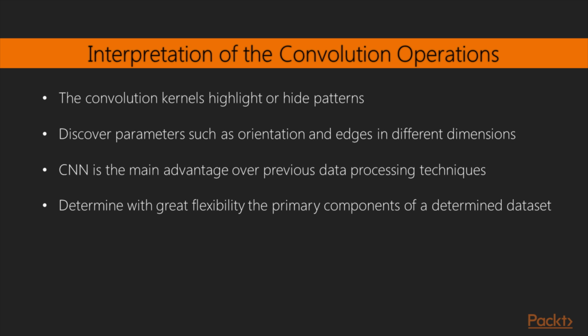As LeCun stated in his fundamental paper, convolutional networks can be seen as synthesizing their own feature extractor. This characteristic of convolutional neural networks is the main advantage over previous data processing techniques. We can determine with great flexibility the primary components of a given dataset and represent further samples as a combination of these basic building blocks. Nice! We've successfully learned about the origin of convolutional neural networks.